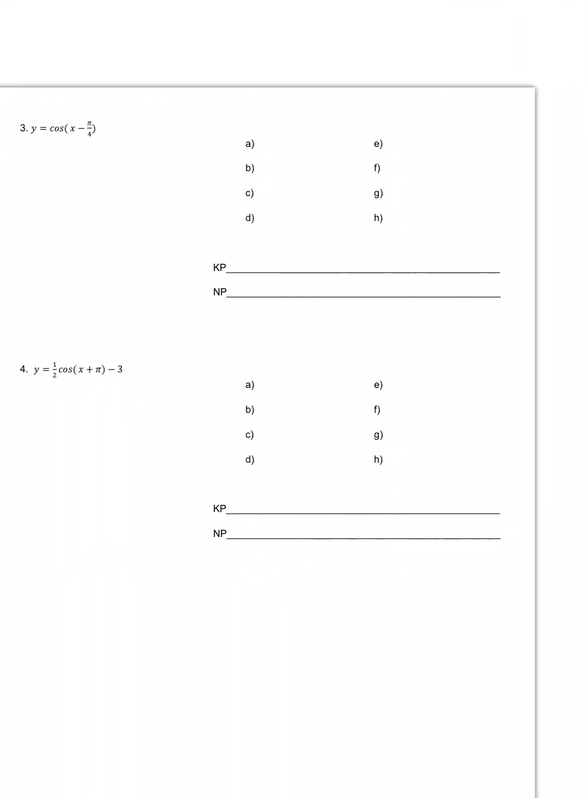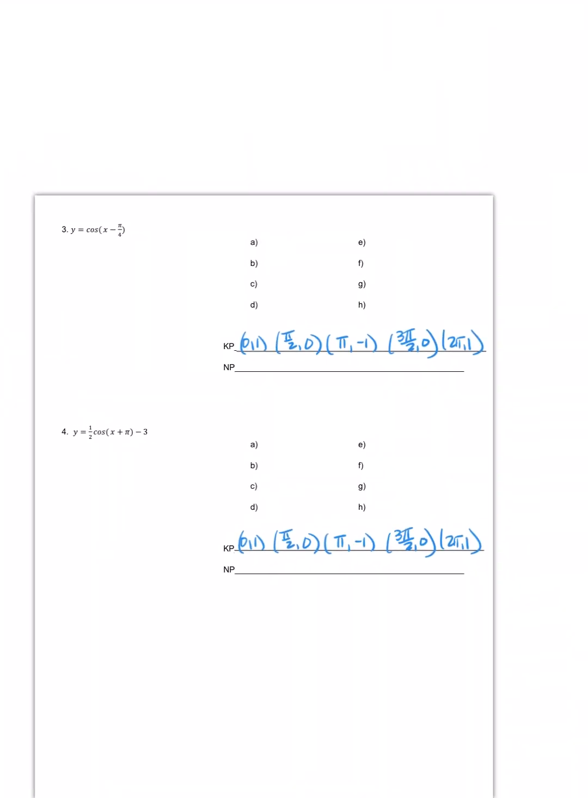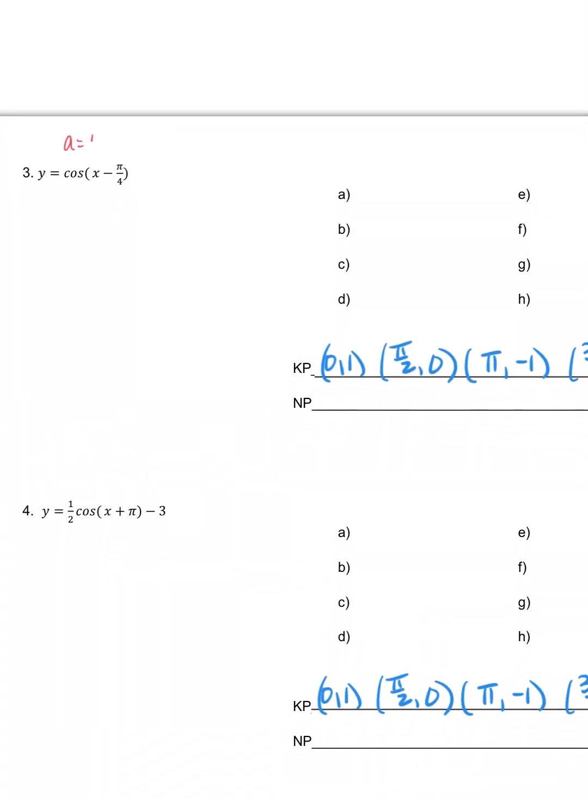Okay, so the first thing I noticed is that these two are both cosine graphs, so I'm going to populate my key points with cosine real quick. So feel free to pause the video and do that as well. Okay, so we have our key points written down for cosine. Let's just analyze our equation. So really, look at this. A is 1, B is 1, C is, remember to change the sign, it's going to be positive pi over 4, and D is 0.